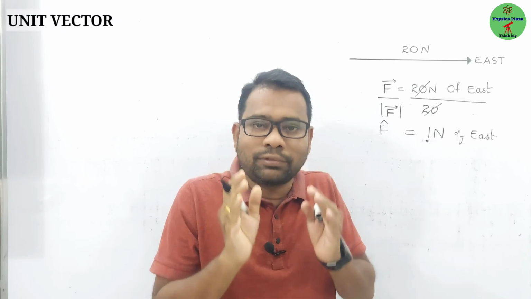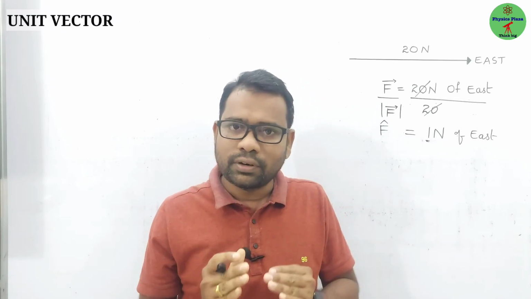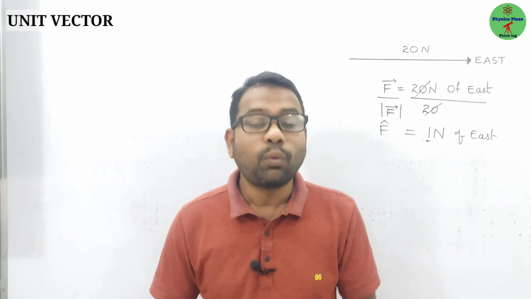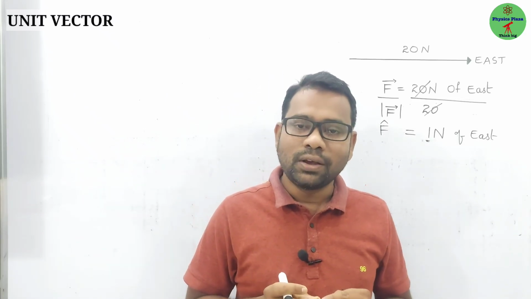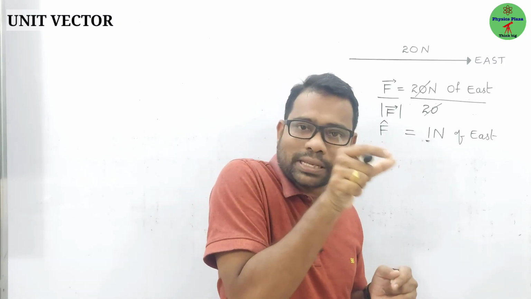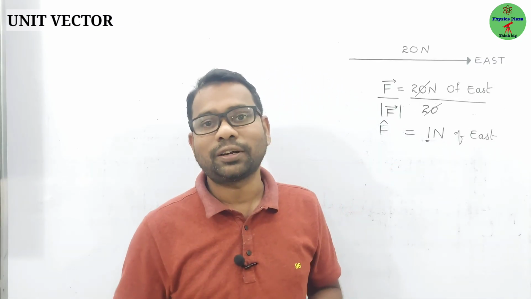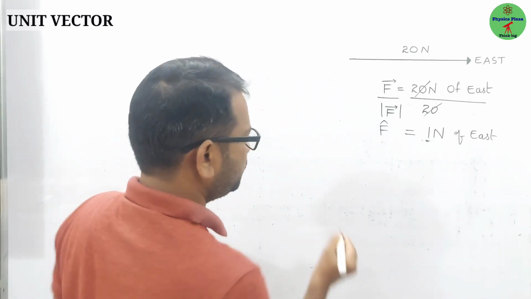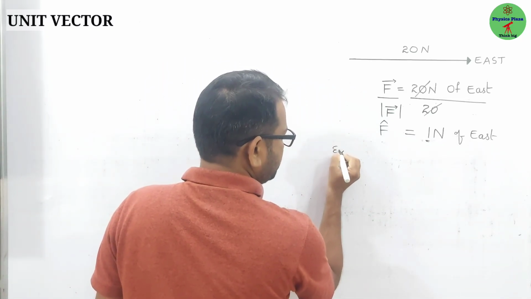If you want to convert a scalar into a vector in a particular direction, what do we have to do, children? Whatever direction you want the vector in, multiply that particular scalar with the unit vector in that direction, then you will get the particular vector in that direction. Example. Suppose, children, look here.